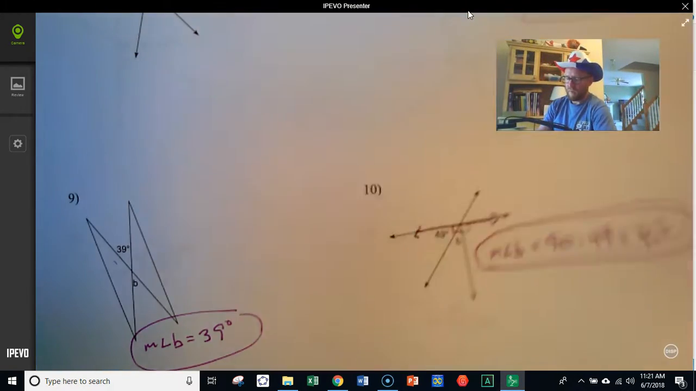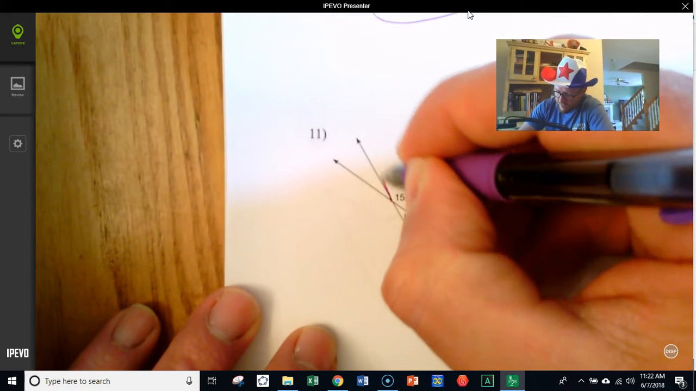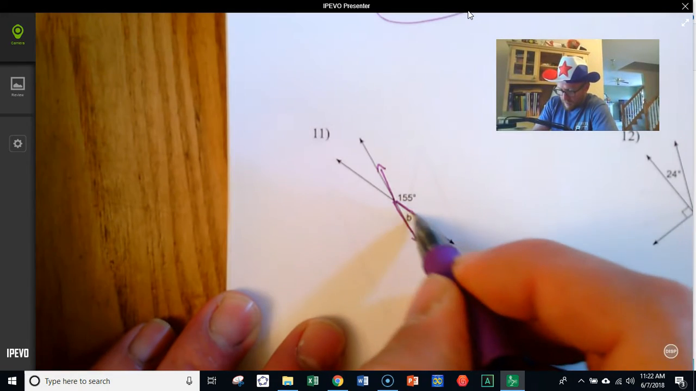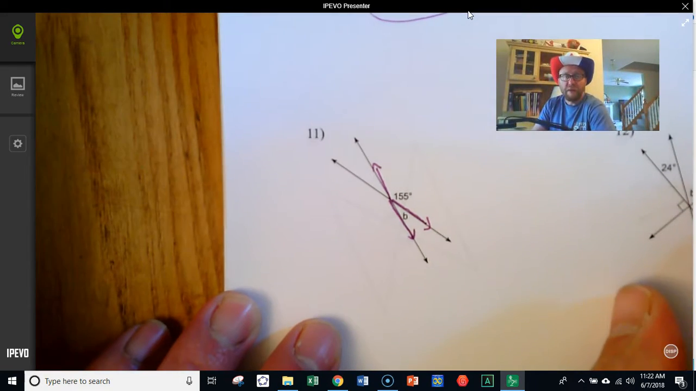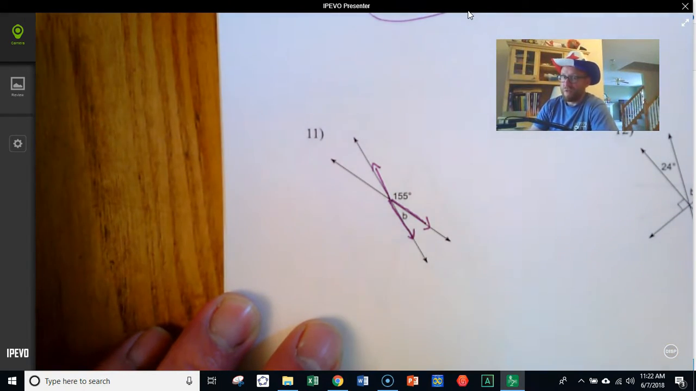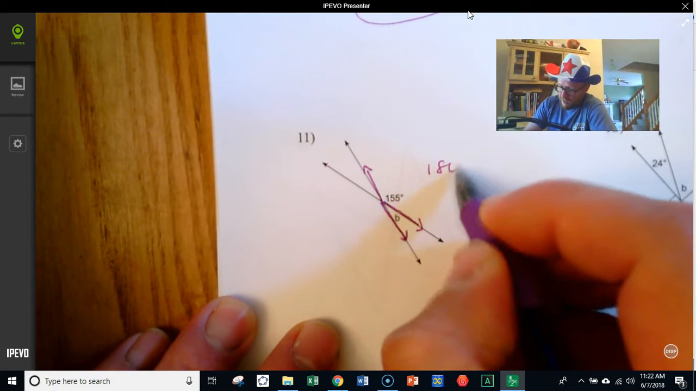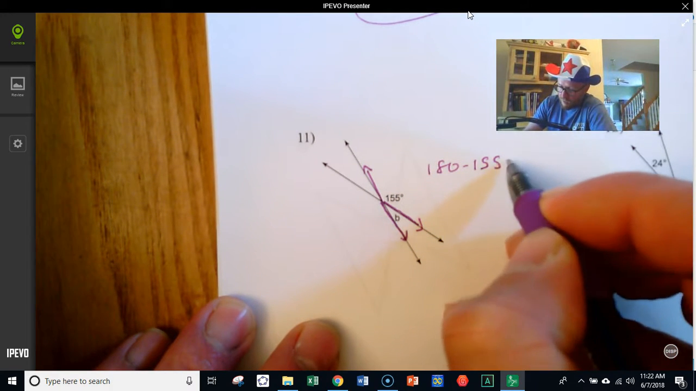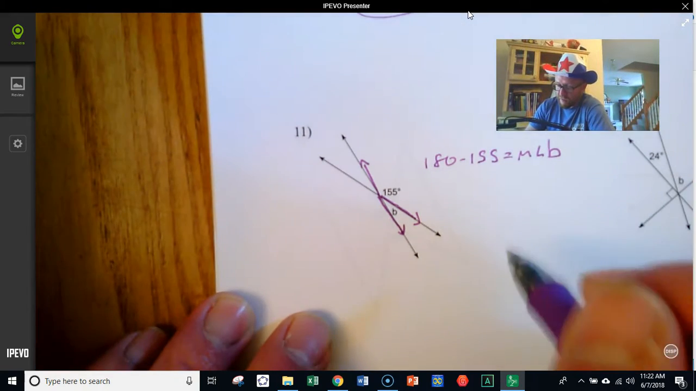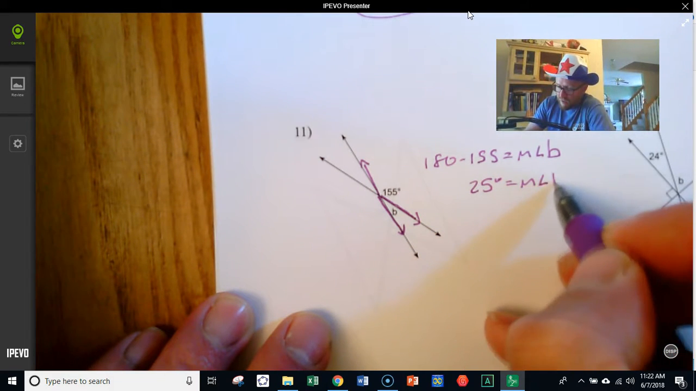Okay. Down here, you'll see that angle B and this 155 degree angle, they are a pair of adjacent angles that come together to make a straight line, so they're linear pairs, so they're supplementary. So we have 180, take away 155, will be the measure of angle B. Let's see, 180 minus 155 is 25 degrees, is the measure of angle B.